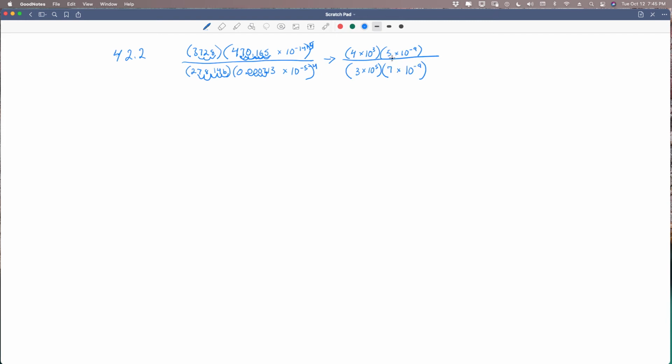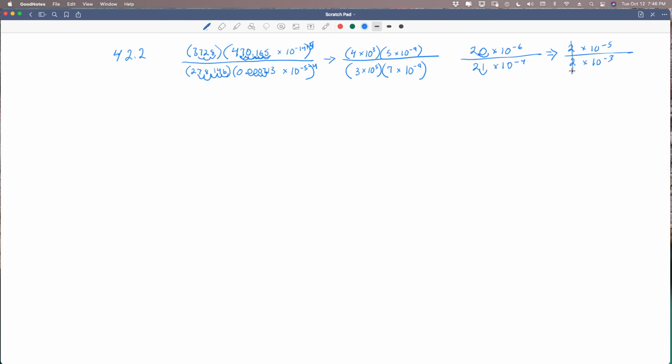So we're going to do 4 times 5. That's going to be 20 times 10 to the 3 plus negative 9, which is negative 6, over 3 times 7, which is 21, times 10 to the negative 4. We can reduce this even more. So we're going to move this back 1. So that's 2 times 10 to the negative 5. And we move this one more, and 2.1 rounds back to 2. That's going to be 10 to the negative 3.